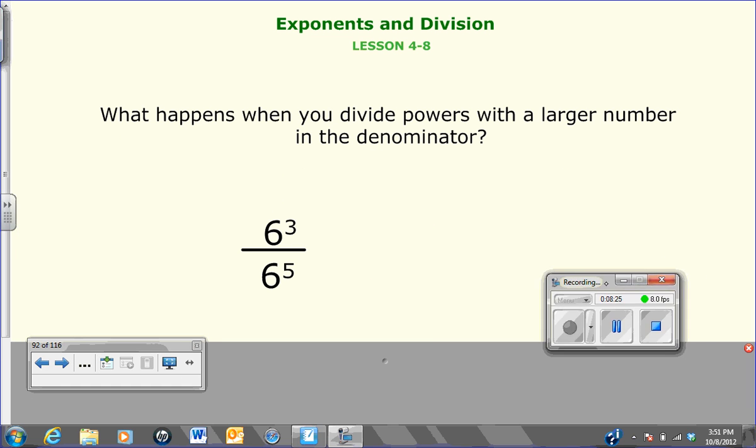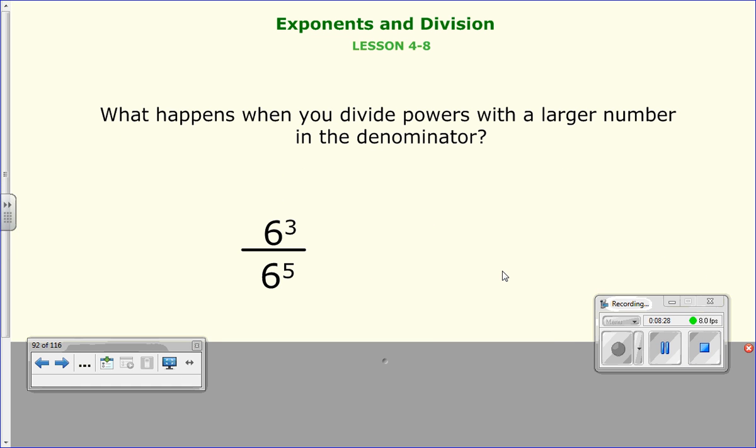There we go. Now, however, the ones we've been working on, we've either had variables that canceled each other out or some left over on top. But sometimes we get problems where the larger number is on the bottom. So if we subtracted this, we get 6 cubed minus, well, 6 to the 5th, and you get 6. Well, 3 minus 5 is negative 2.